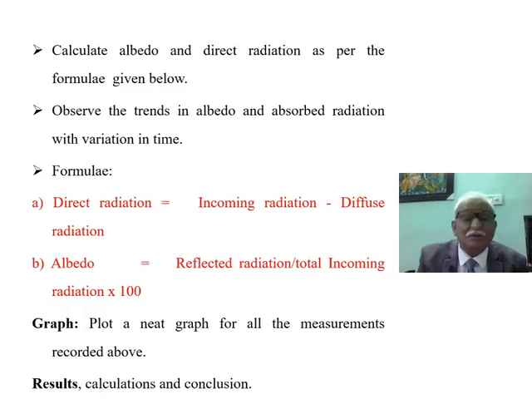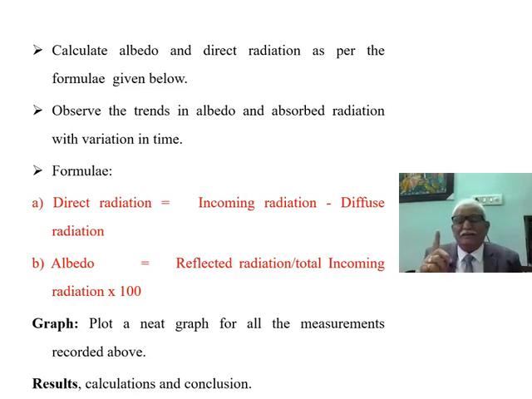This is how you calculate the albedo. What is albedo? The ratio between the reflected and the incident radiation is known as albedo. Direct radiation is equal to incoming radiation minus the diffuse radiation. Here, direct radiation is falling. Diffuse radiation means what you get when you cut off the direct radiation. So incoming radiation minus diffuse is equal to direct radiation.